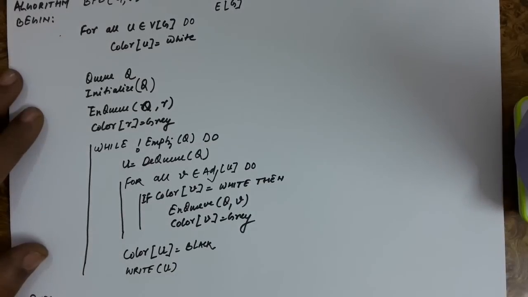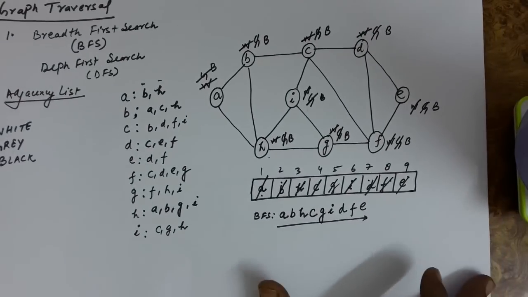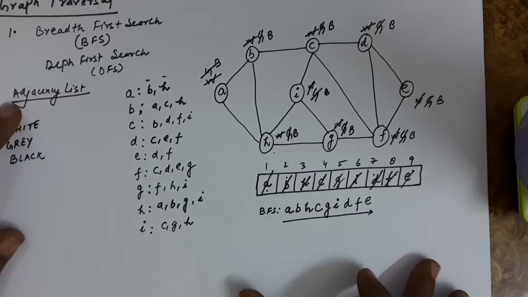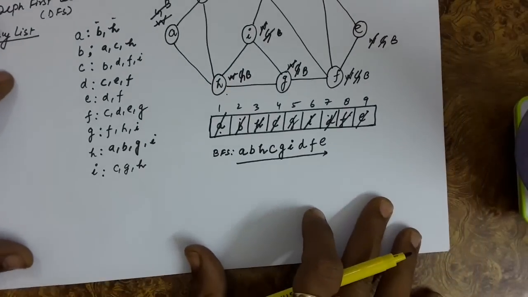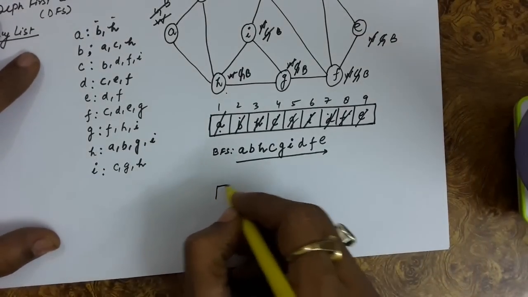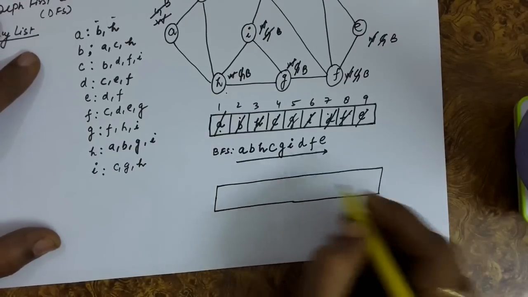We will make some more changes to this BFS algorithm, because BFS is not only to find the vertex sequence, it may be able to find some more things. For example, in the same example, let's take two more parameters. So I'm writing this Q again.